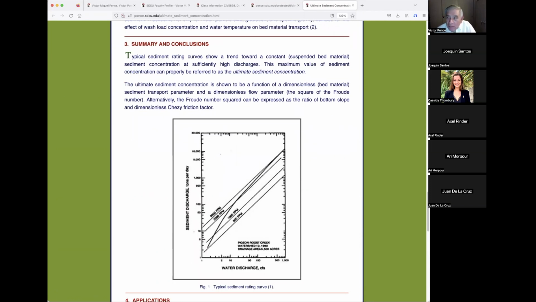I'm saying all that because it has not been widely accepted. Some people don't believe in this stuff, even though it's in Vanoni's book. This maximum value of sediment concentration can properly be referred to as the ultimate sediment concentration.